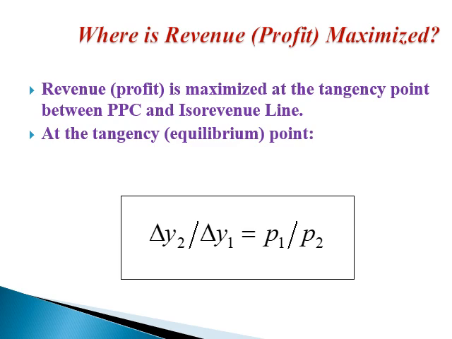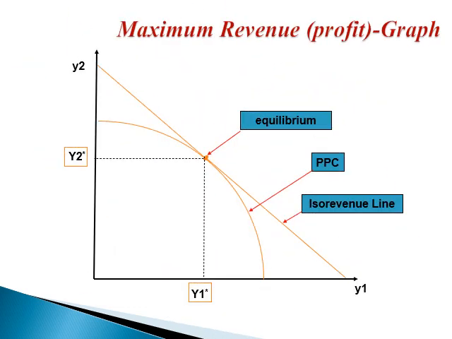Okay, so what is the optimal thing here? Revenues are maximized at the tangency point between the production possibility curve and the ISO revenue line, at the equilibrium point, or at the best combination of Y1 and Y2 that will maximize my revenue. The slope of the ISO revenue line, which is P of Y1 divided by P of Y2, must be equal to the slope of the production possibility curve, which is delta Y2 divided by delta Y1.